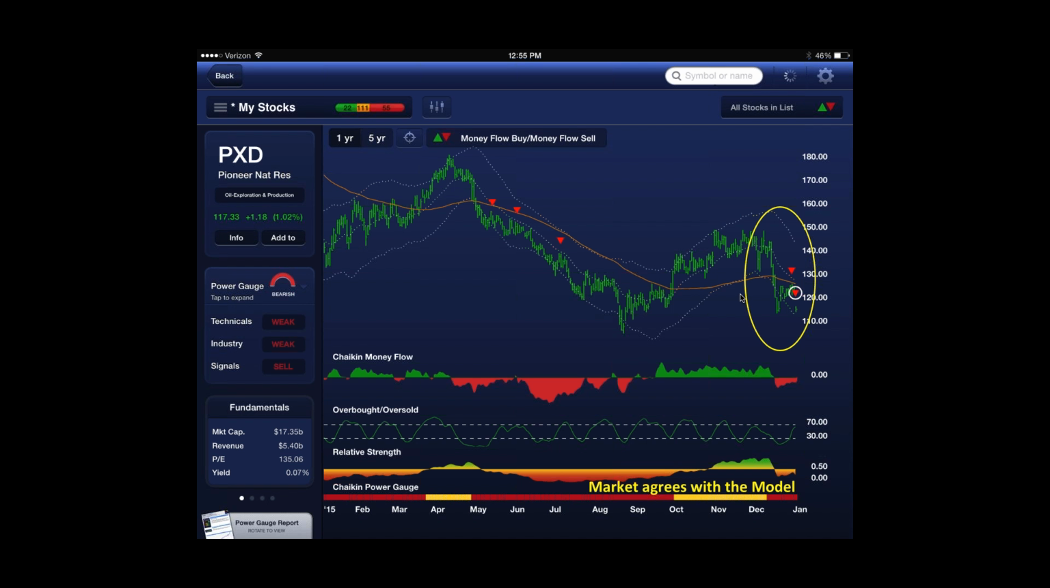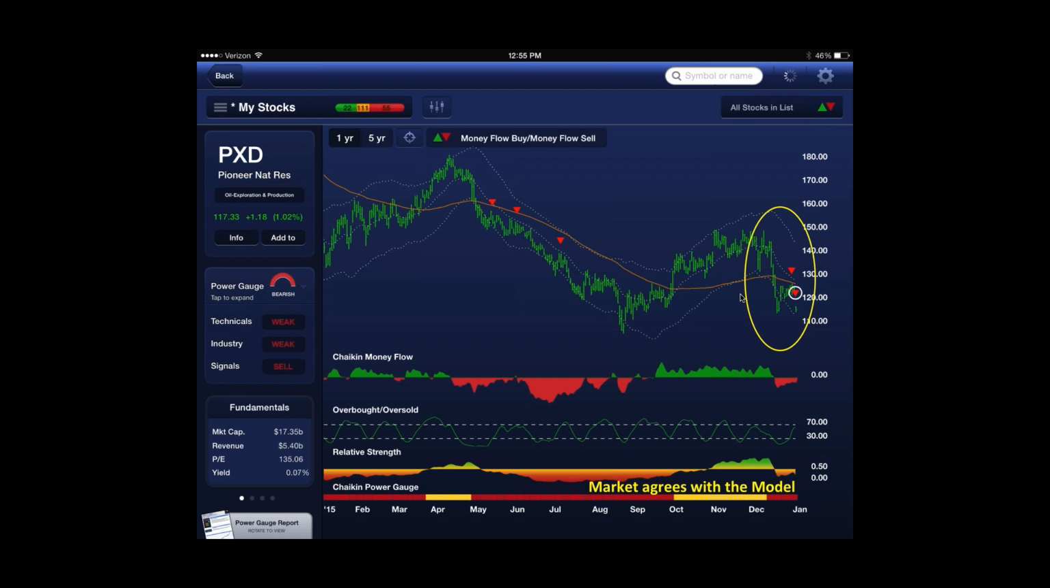We mentioned Pioneer Natural Resources a little earlier. Power gauge had been bearish. You picked up a lot of buying interest, money flow. These are the value people thinking the stock had bottomed out. Then the power gauge turned bearish again in mid-December with the price at about 140. We got a sell signal, and then a day later they had a big secondary offering.